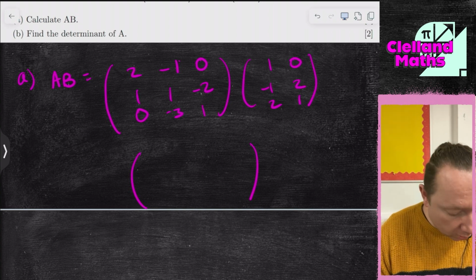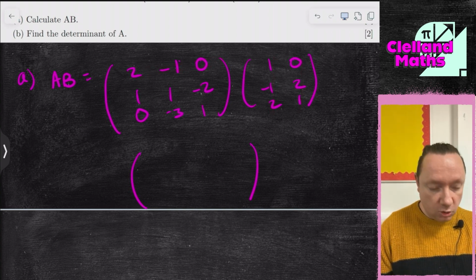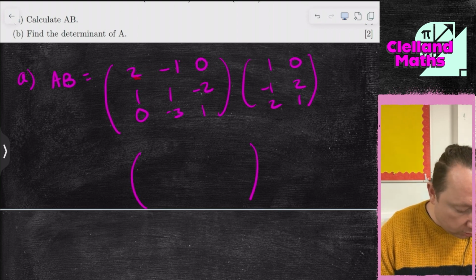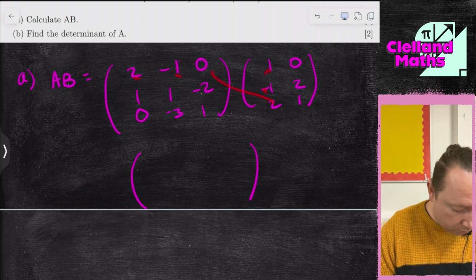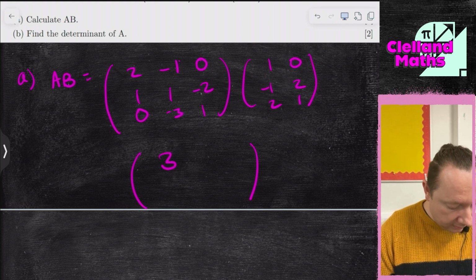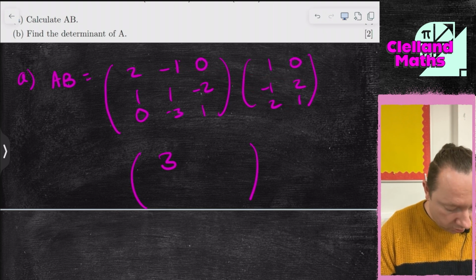So when we're multiplying, we just go along each row and down. That's the first element, then along and down for the next element, and so on and so on. So for the first element, it's 2 times 1, 2. Minus 1 times minus 1 is 1, that's 3, and then 0, so I just get 3. Next element, 2 times 0 is 0, minus 2, and then 0, so it's just minus 2.